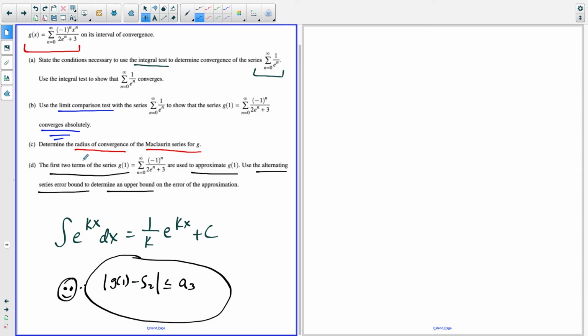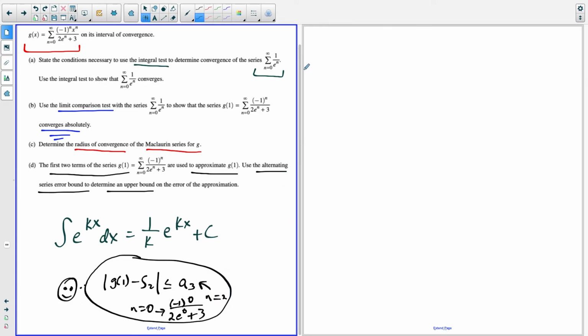But another trap that they sprinkle into this question is, notice the series starts at n equals 0. And if you were to plug in n equals 0, that would give you negative 1 to the 0 over 2e to the 0 plus 3. So notice here that you have something that's non-zero. So that means that the first term is going to start at n equals 0. So the first unused term, if it's the third term, is actually going to correspond to n equals 2.